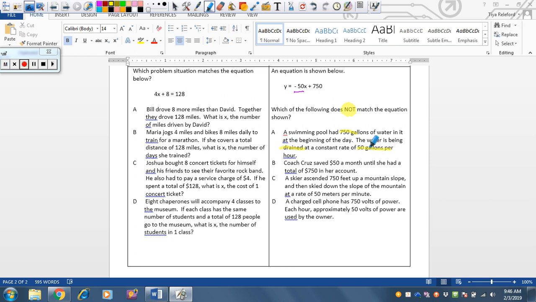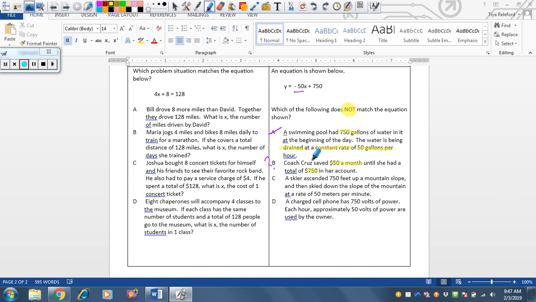Well, if it's draining, is that negative? And we said that that part of our equation is the constant, correct? Yeah, so this one matches, which means it's not the answer because it's right. Coach Cruz saved $50 a month until she had a total of $750 in her account. Hold up. If she saved it, is it negative? Probably not. I'm going to come back to B. I think that might be our answer.